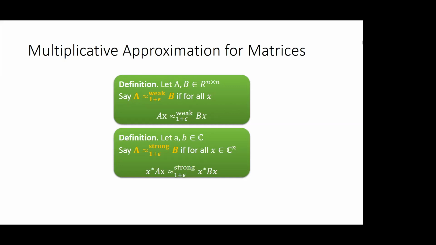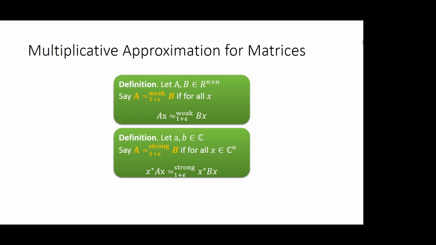That should be let A, comma B in R to the n by n, not in C. And then we say that A and B strongly approximate each other within a 1 plus epsilon factor if for all complex vectors x.